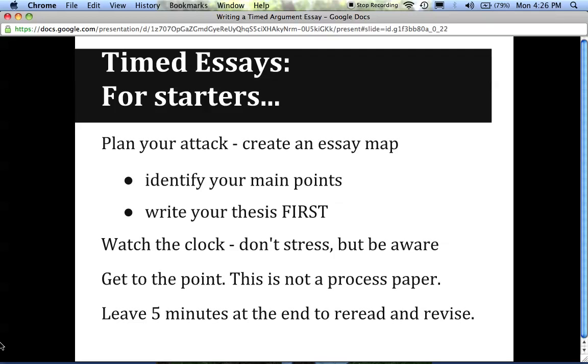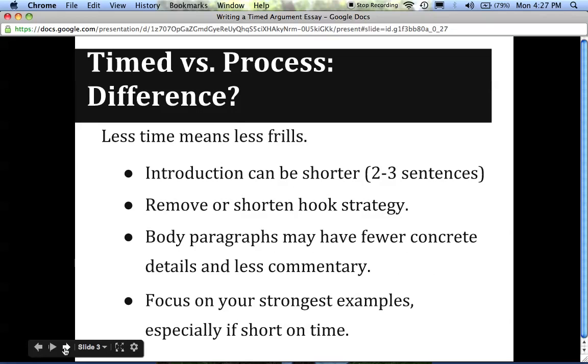and concise. Always leave 5 minutes at the end to reread what you've written, revise. You can do last-minute cleanup, insert anything that needs to be inserted for clarity. So timed versus process papers, what's the difference? The biggest difference, clearly, you have less time. Less time means less frills.